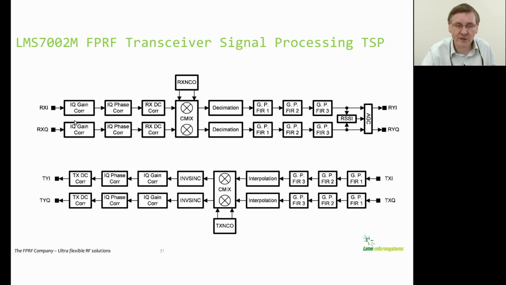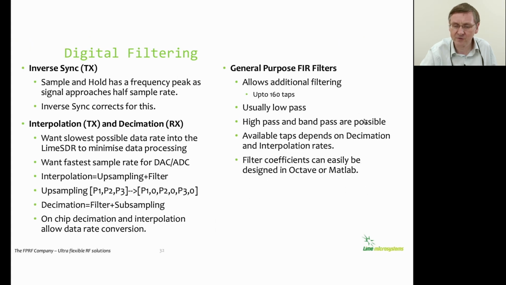And the receiver likewise is the opposite flow. We initially go in through image rejection, phase and amplitude correction, DC offset correction, digital down conversion, decimation, and then general purpose FIR filtering with a digital automatic gain control and signal strength block.